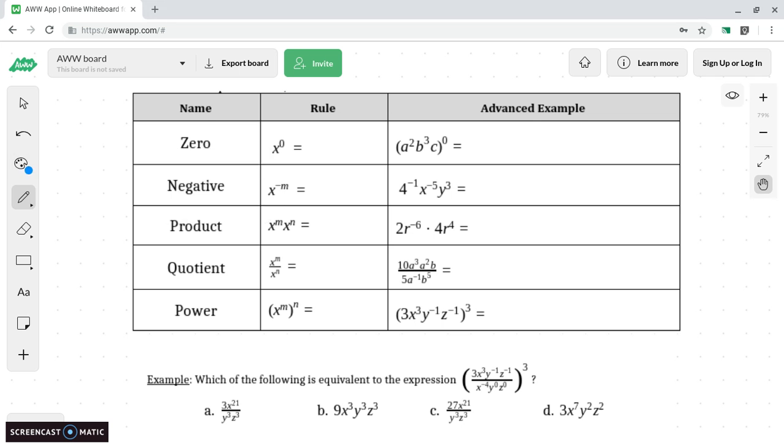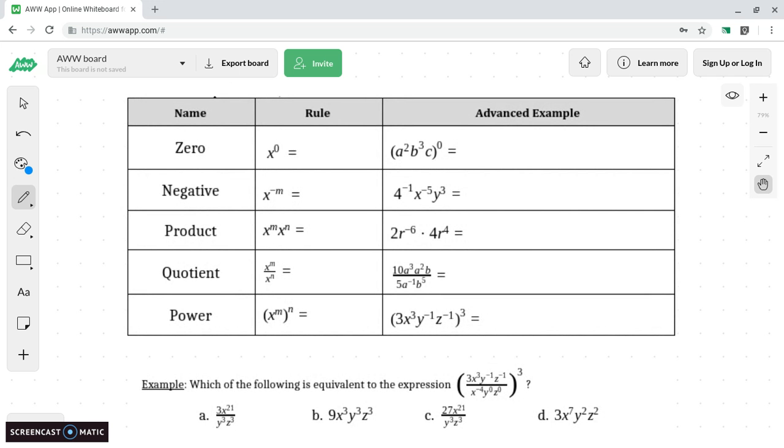So the first one is our 0 rule. Anything that has a power of 0 is 1. And so we can do that. So in our example, we have some parentheses with a squared, b cubed, and c, and that's all being raised to a power of 0. The 0 has power over everything in the parentheses, which is actually everything in the problem, so all of that turns into 1.